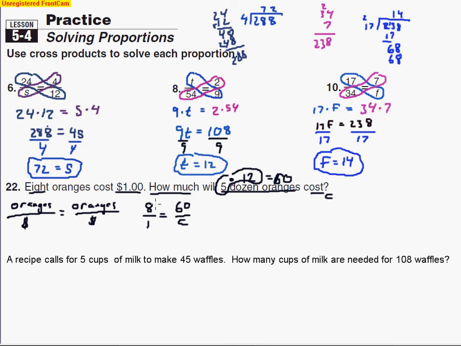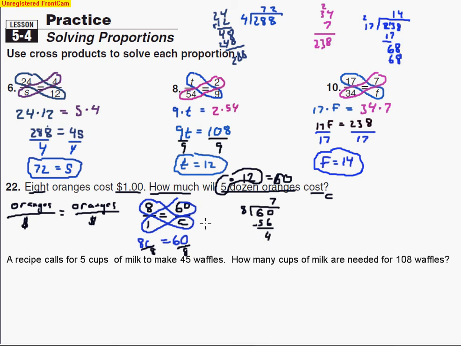From this point, we're going to multiply 8 and C, which makes 8C. Then we multiply 60 times 1, which is easy, that just makes 60. Then we have one division problem to do. We're going to divide by 8 on both sides. Off to the side, I'm going to write down 8 goes into 60. It doesn't go in evenly, but 8 goes into 60 seven times, and that makes 56 when I do that multiplication. That leaves us with 4 left over.